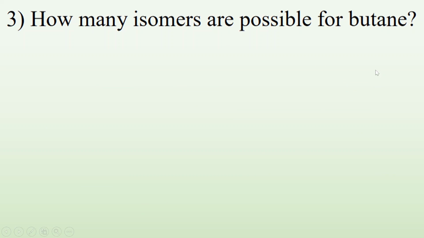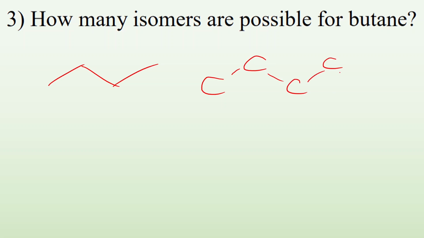Number 3, how many isomers are possible for butane? Well, let's start off. But means 4. So I have 1, 2, 3, 4 carbons. Right, that is basically just showing this structure. A little review of the ways to draw these structures. So we got 1, just butane, just like that.